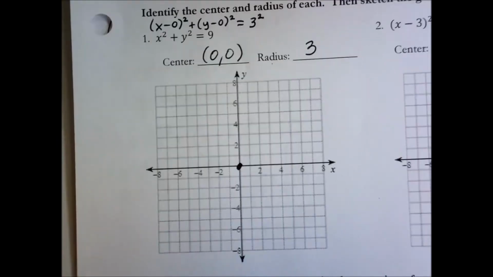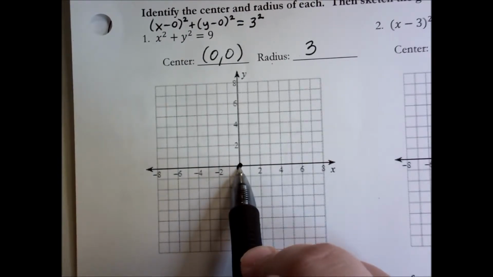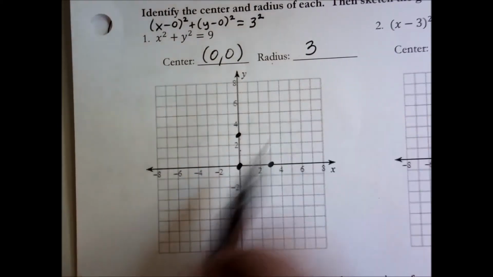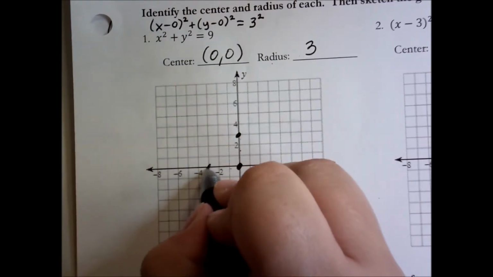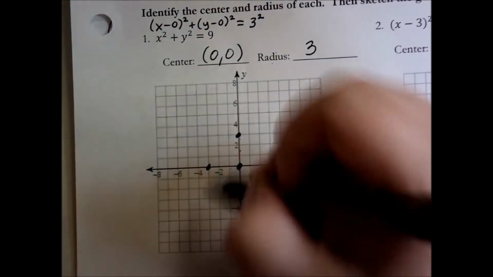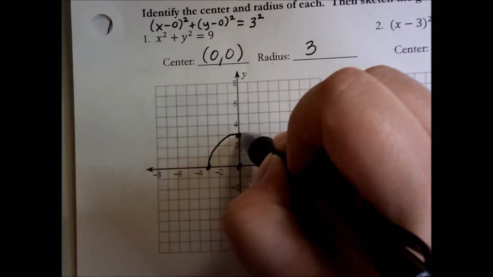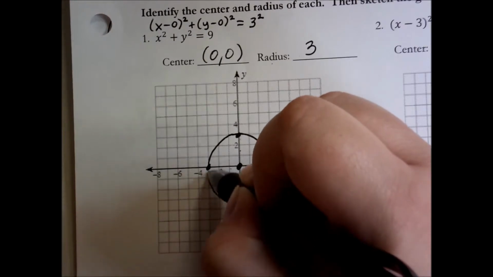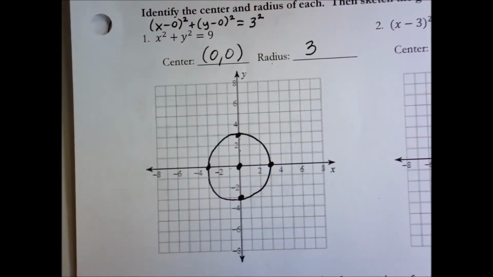The radius is 3. That means I'm going 3 in every direction from this point. The easiest way is just to go up, down, left, right. 1, 2, 3. 1, 2, 3. To the left, 1, 2, 3, and down 1, 2, 3, and then draw a circle through those points. That takes some practice, and mine isn't perfect, but it might be better than yours in the first few tries just because it takes practice to draw that circle. And that's the answer to number 1.